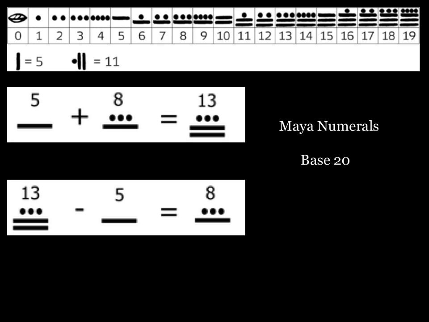The numbers are made up of 3 symbols. 0 is a shell, as you can see right there. 1 is a dot, and 5 is a bar. In this system, the position of a number determined its value, making it possible for a limited quantity of symbols to express numbers of any size. You have here on the screen the symbols for the numbers 0 to 19, as well as basic addition and subtraction.